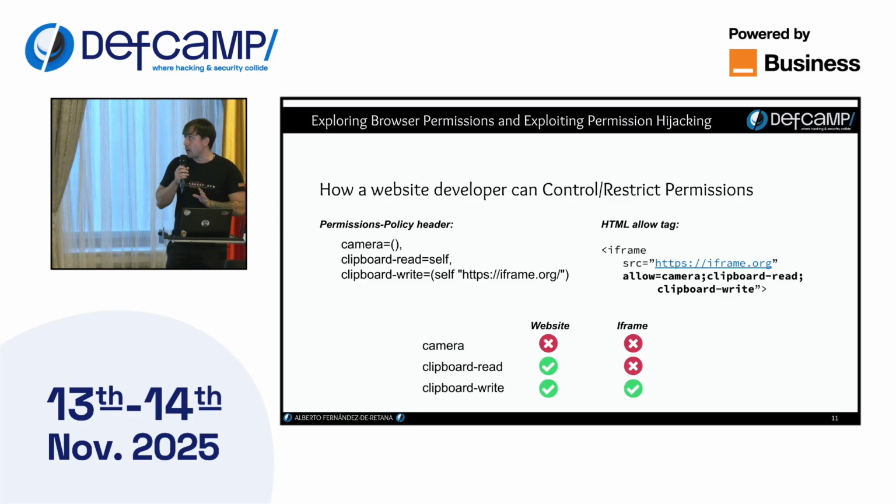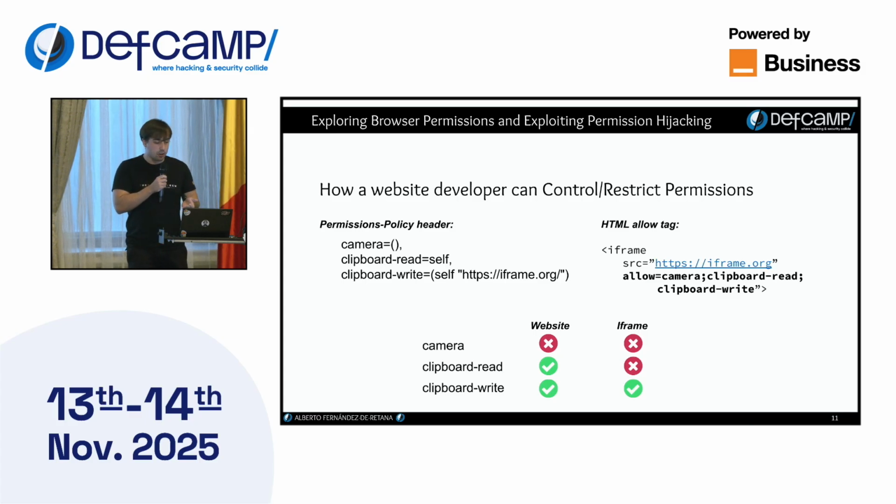Now I have a couple of examples just to be on the same page. We have the Permissions-Policy header with camera equal to null, clipboard-read only to self, which restricts the access of clipboard read to the top level document, and the other one is clipboard-write that is restricted to self and to iframe.org. In that page there is an iframe with source iframe.org, and there is a delegation of camera, clipboard-read, and clipboard-write.